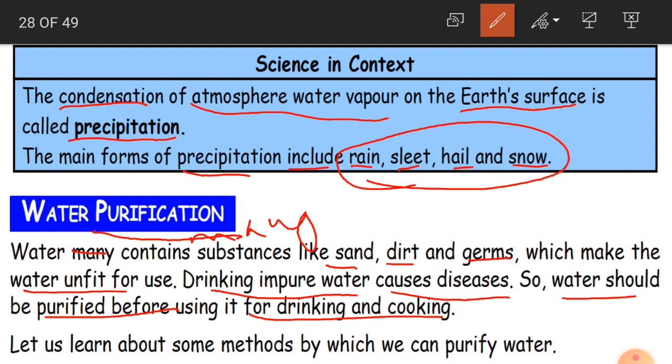Clear, children? Now, let us learn about some methods by which we can purify water. You have got different methods of purifying the water, so we'll just discuss some. Purifying water is nothing but making the water pure, removing all the impurities like sand, dirt and germs. Clear, children?